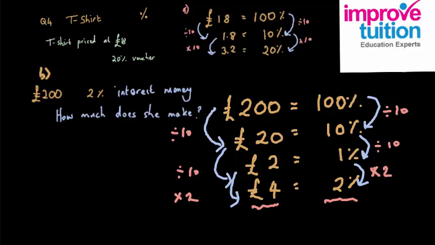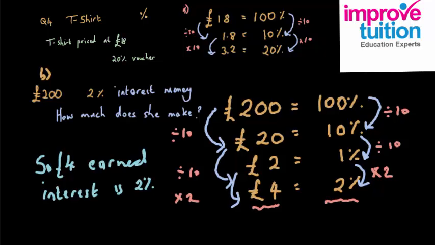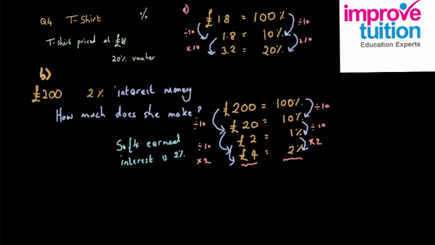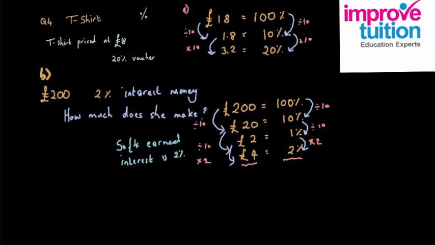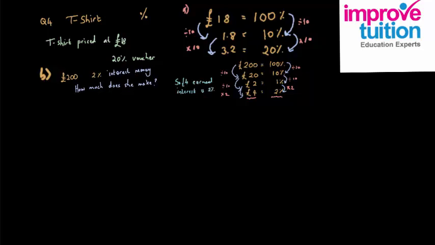So we always start with 100%, we move to 10%, we deliberately moved to 1%, and then we moved up to 2% because that was what the question was asking us for. I mean, you could go directly from 100% to 1% by dividing by 100, if you want to jump the steps and you were confident. And then from 1% you could work out 2%.